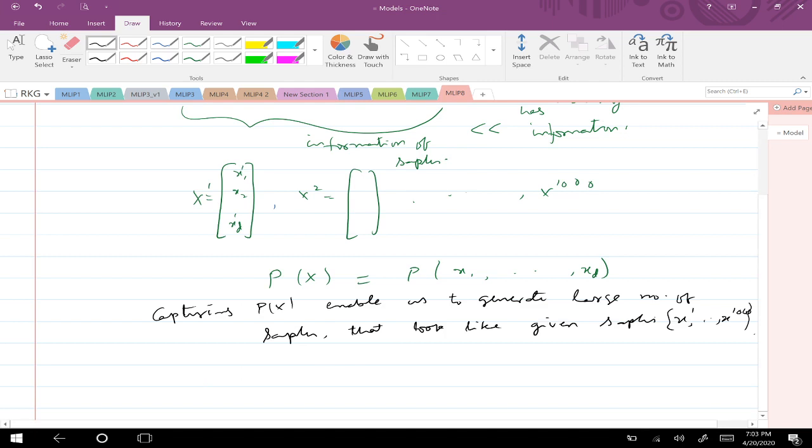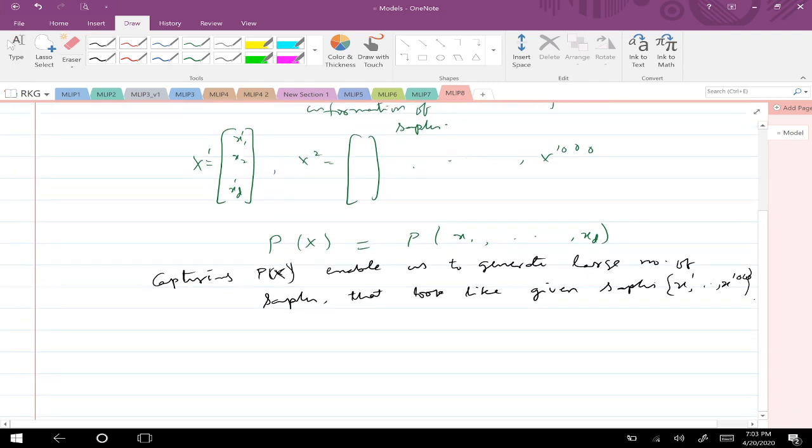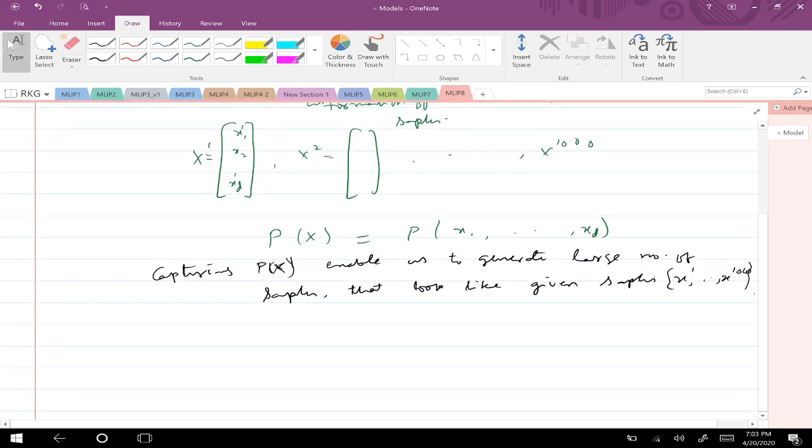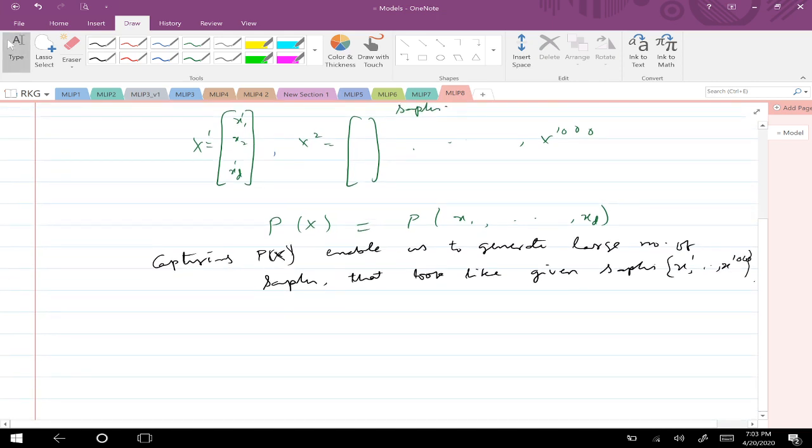We may capture p of x explicitly, or in some approaches, especially in GANs, we do not capture p of x explicitly, but still we capture the underlying density of the samples, so that through that we will be able to generate many more samples. So we can generate x1001, 1002 and so on, xn, and infinitely many samples. That is the advantage of capturing the density, either explicitly or implicitly.